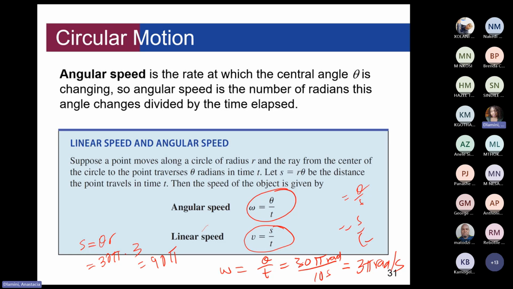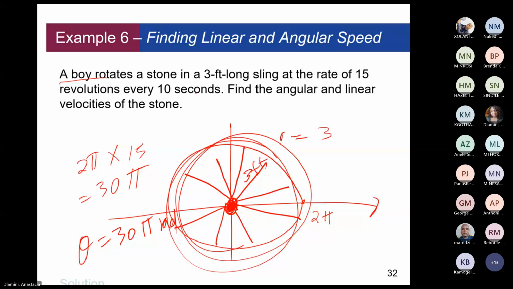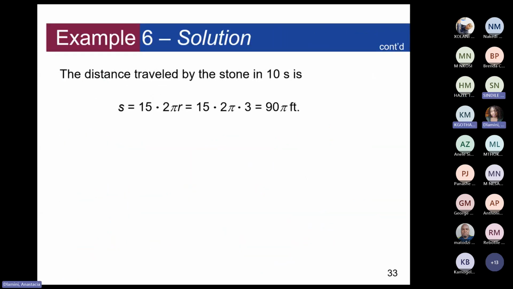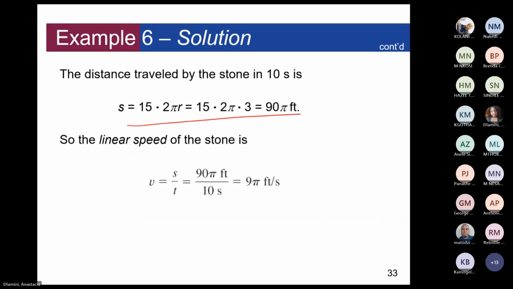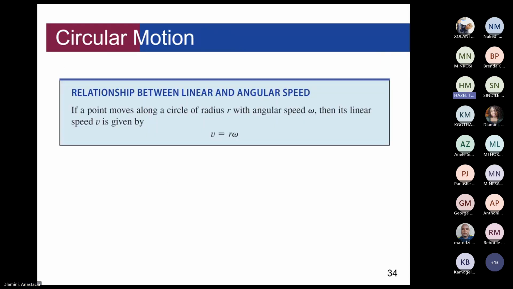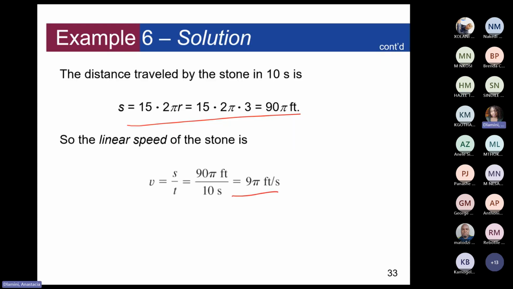So 90 pi divided by what? Divided by 10. No, I'm dividing the answer. So then the linear speed will be 90 divided by 10, which will be equals to 9. Does it make sense now? Yes, ma'am. There we go. And that's it.